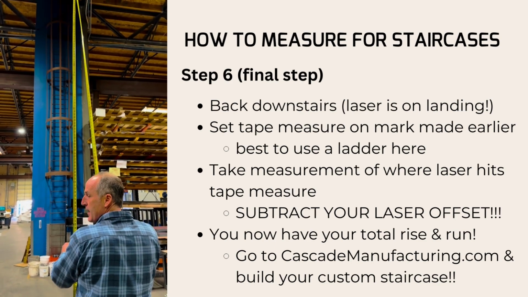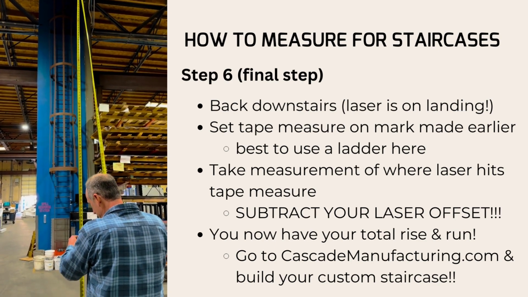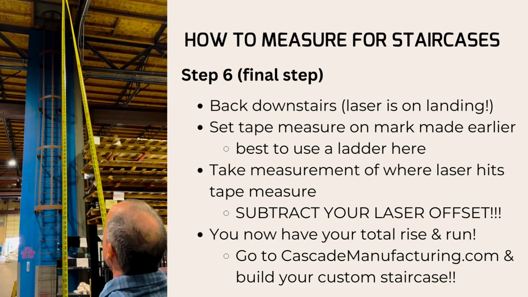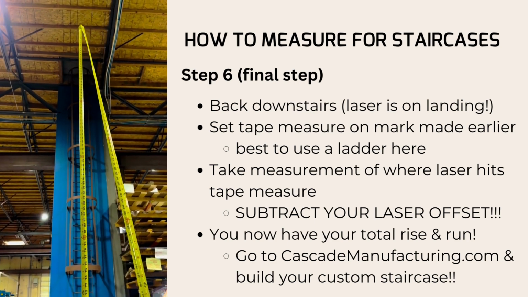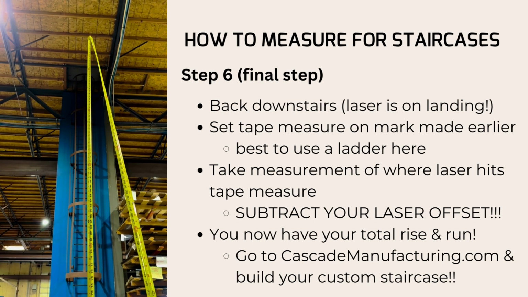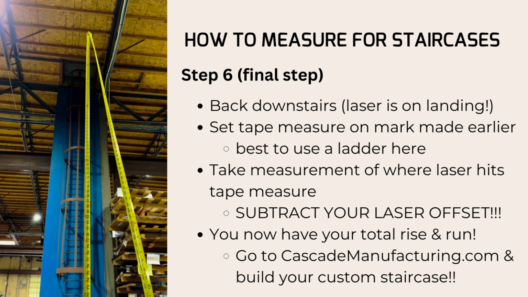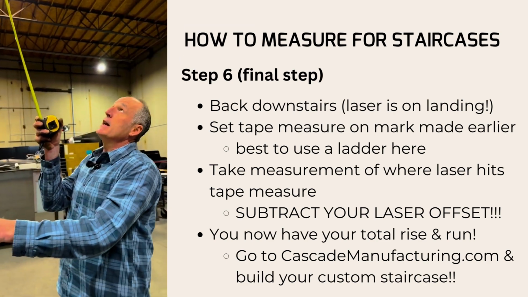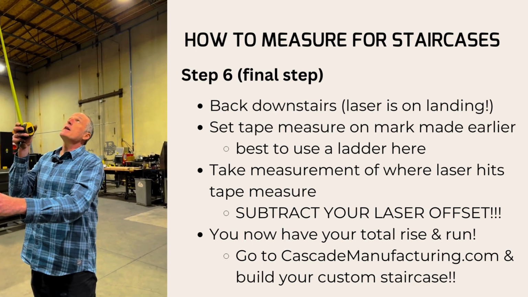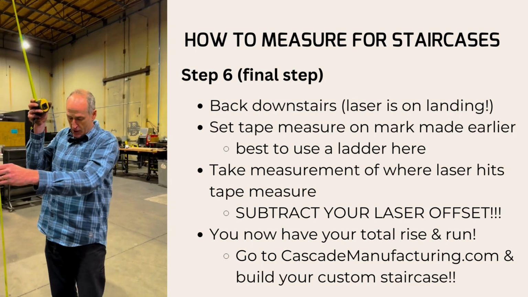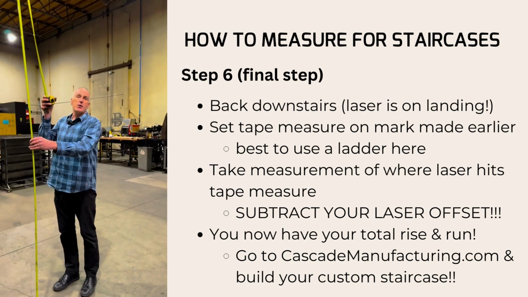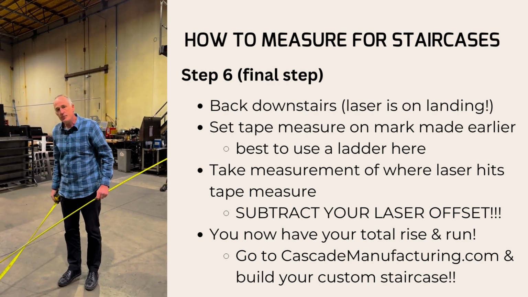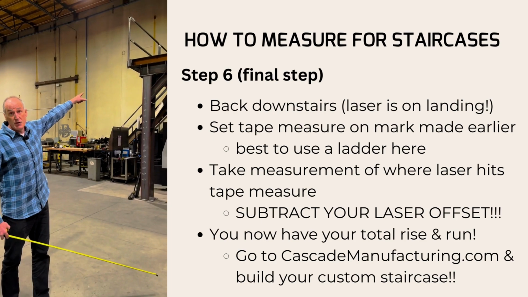So we've come back downstairs. I have my tape setting on our mark that we made that represents the base of the stair. And you see you got a red line where the laser is up on the tape. You're going to want to be up there with a ladder in reality to get a good eyeball on that. I already know what it is, and so I'm just checking it again. But you want to get that measurement that's coming from the finished surface of the floor all the way up to your laser, which is sitting on the floor above. So we're going to take that number, and you're going to subtract your 1.5 inches, which is the laser offset.